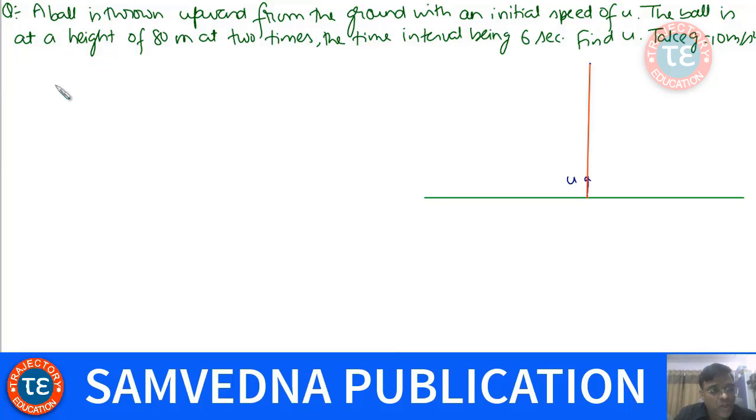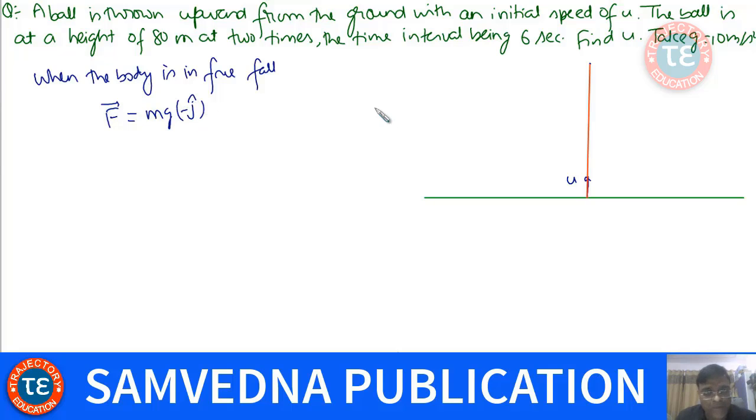See, I'll tell you the formula for these kind of questions. Suppose the body is in free fall. Let me give you the equation. When the body is in free fall, then the force acting on the body is mg in the minus j cap direction. If I take this coordinate system and the body is having only vertical motion, in that case this force will be equal to ma. So a comes to be minus g.